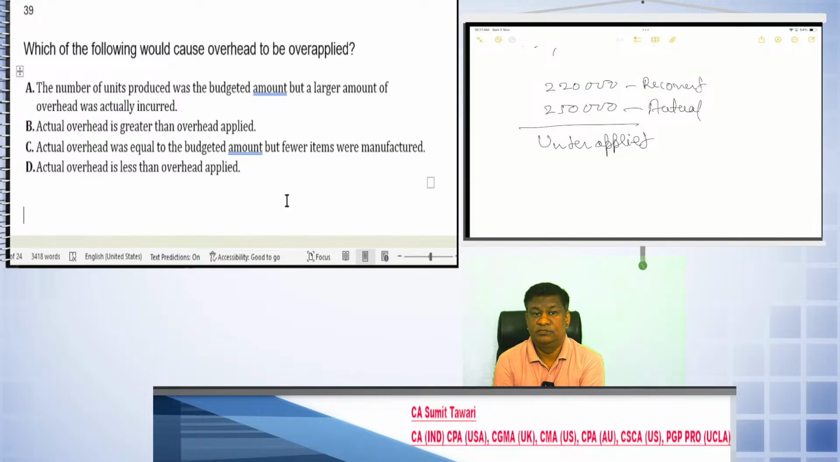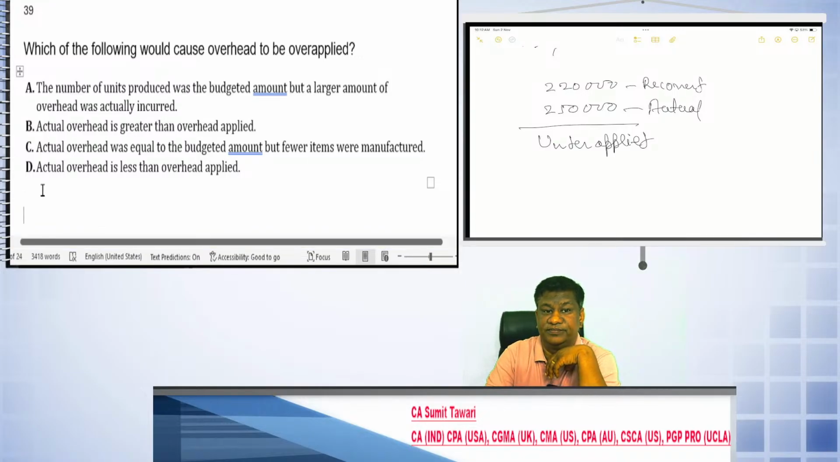Sir, but the question is opposite, right? Yeah, I know, actual overhead is less. Yes, so D is the right answer. I know the question is exactly opposite. As per what I wrote on my tab, if my actual overhead is more than the recovered or the applied overhead, then it is under applied. So for over applied, actual overhead should be less than the overhead applied. So D is the right answer.